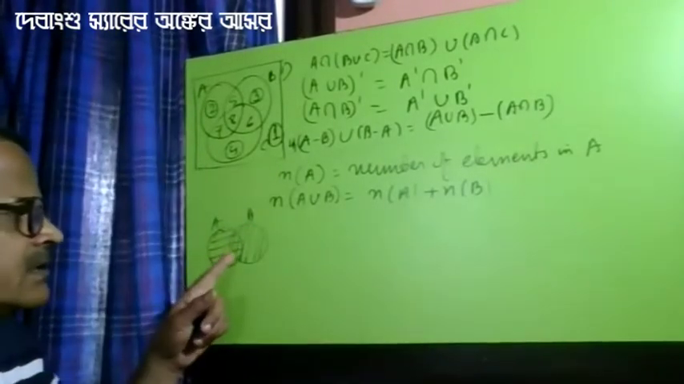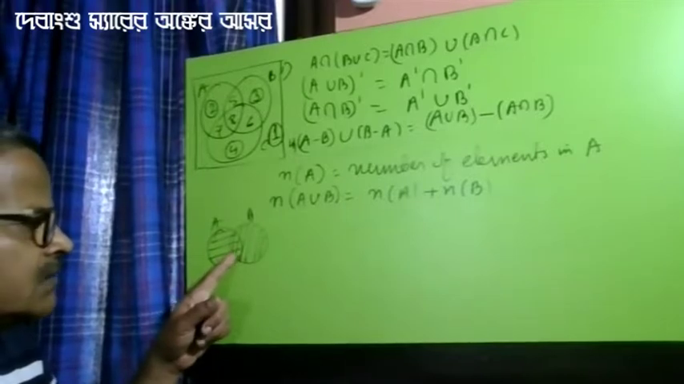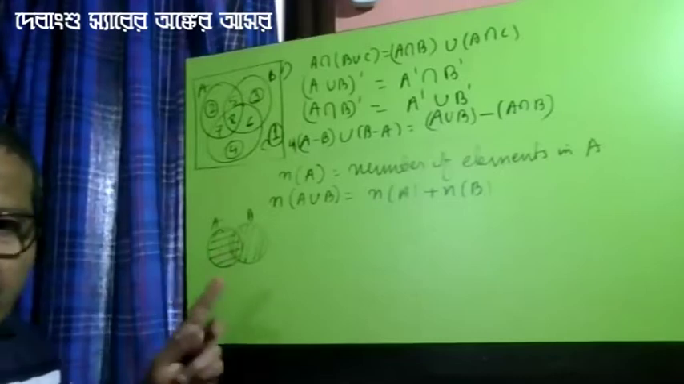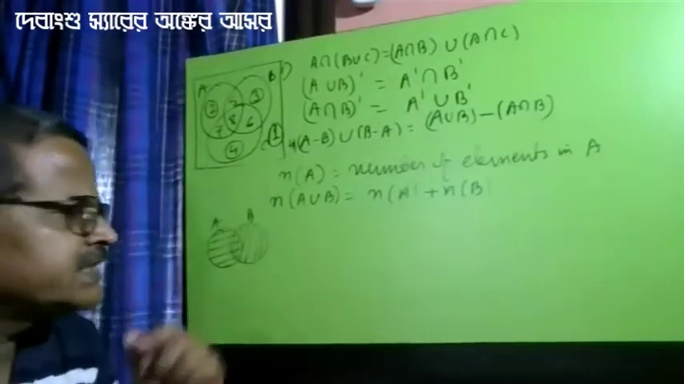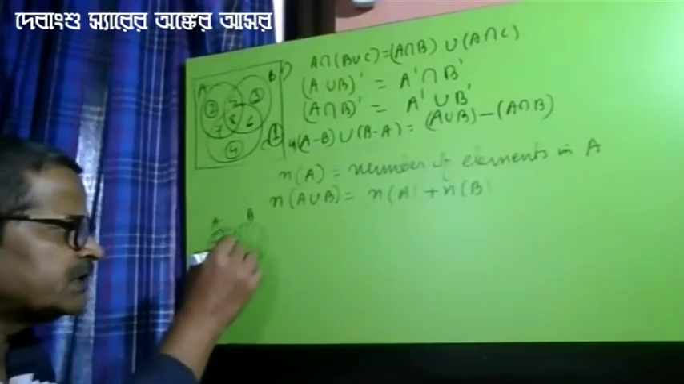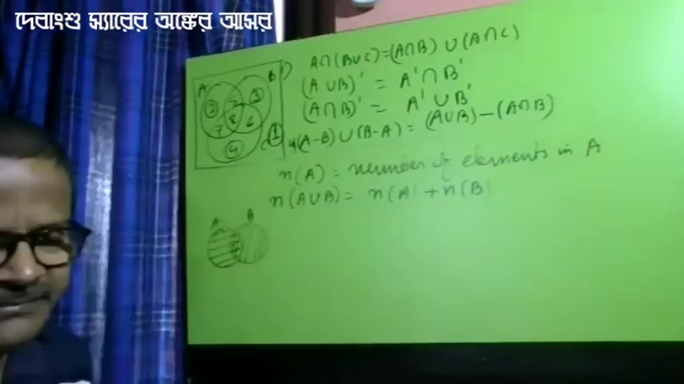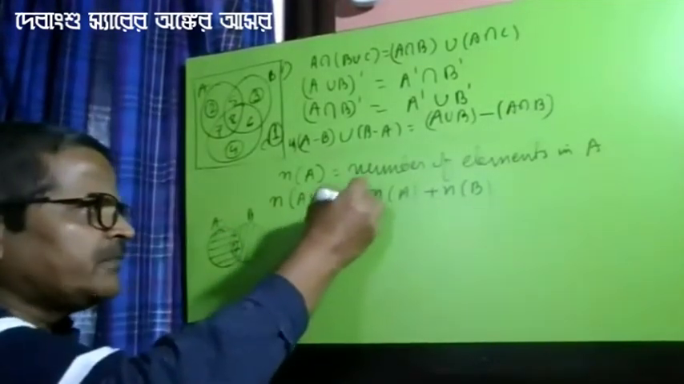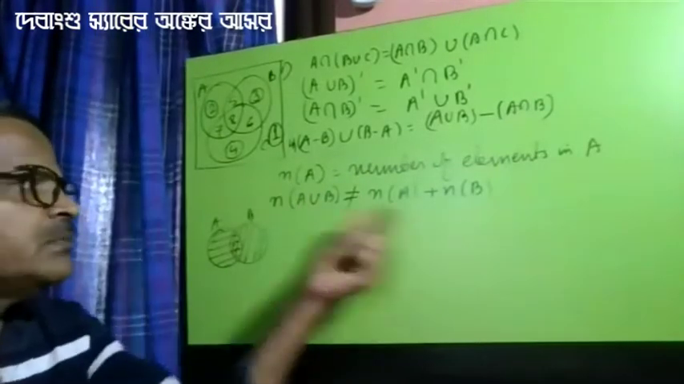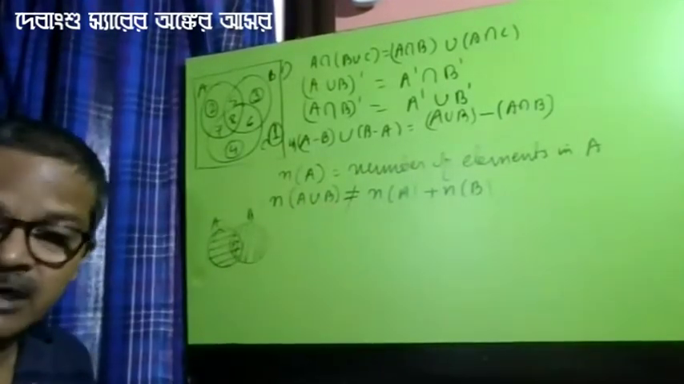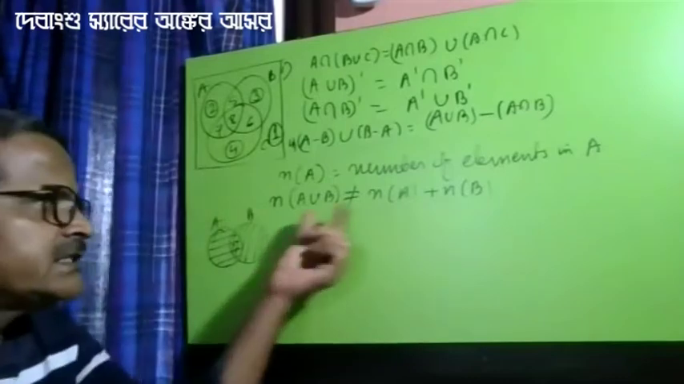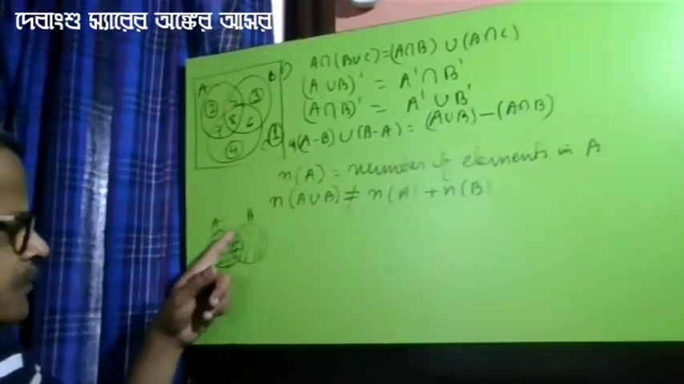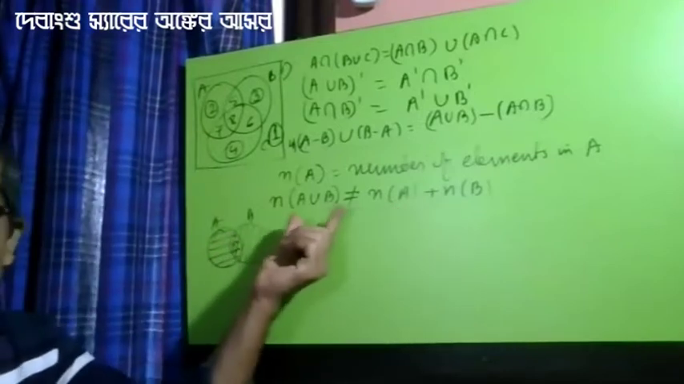Now see, the number of elements within this portion are counted twice. In this addition, the elements in this portion are counted 2 times. So this is not equal to N of A union B. It is more than N of A union B. How much does it exceed? This much. The number of elements in this portion is the difference between these two.